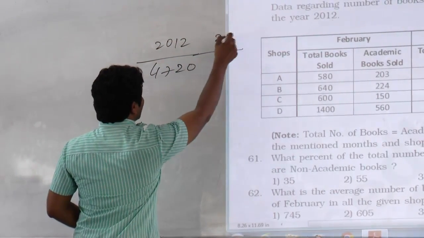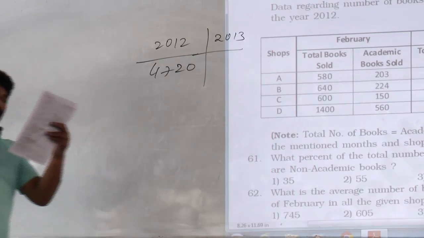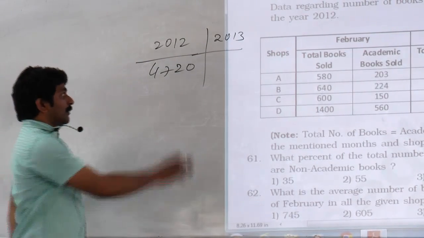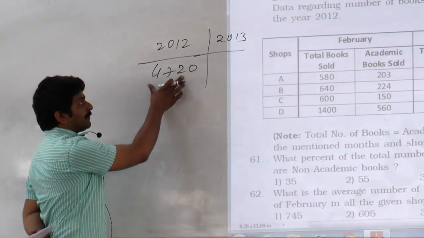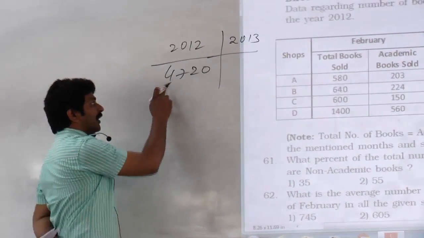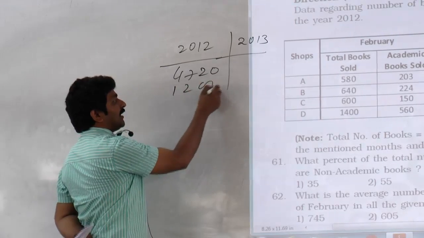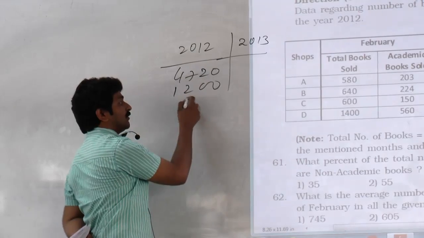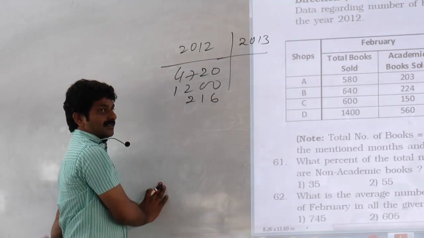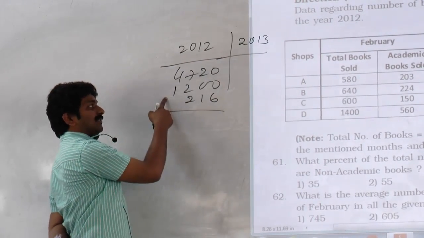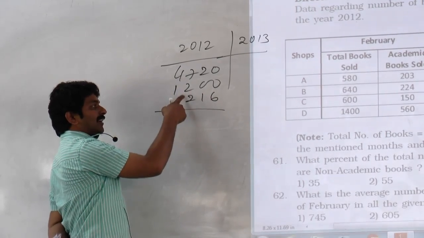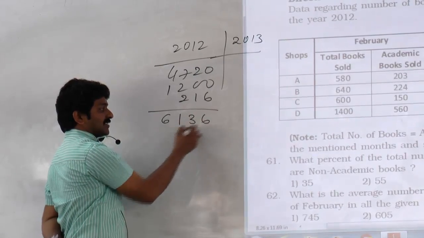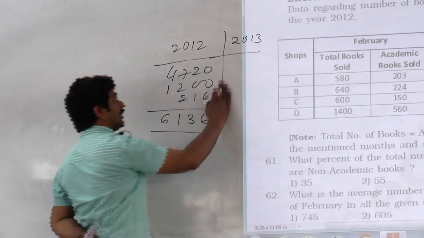In 2013 they said increased by 30%. What about 10%? 30% is 10% times 3, right? 400 3 times, 1200. 70 3 times, 210. 72 3 times, 216. Total number of books 5,000, 700, 900, 1100, 6,100, 36. These are the total number of books sold in 2013.